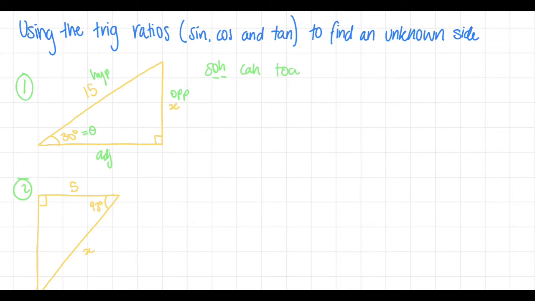Now, we're told that 30 is our theta. So instead of going sine theta, we're going sine 30, which equals then the opposite, which is x, over the hypotenuse, which is 15. Now, we want to rearrange to get x by itself. So what we do is we multiply both sides by 15. Then this divided by 15 and the times by 15 cancels out. And we end up with 15 times sine 30 equals x. And then x equals, pop that in your calculator, and we get x equals 7.5.